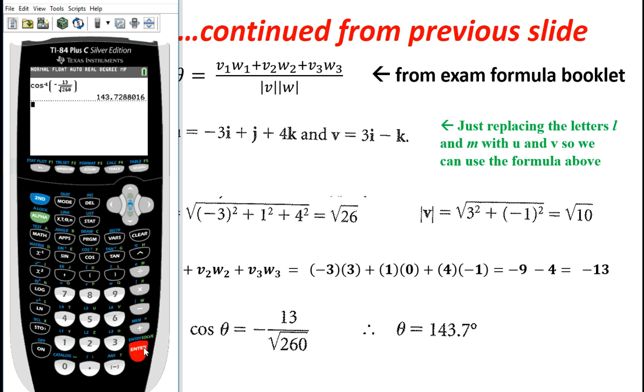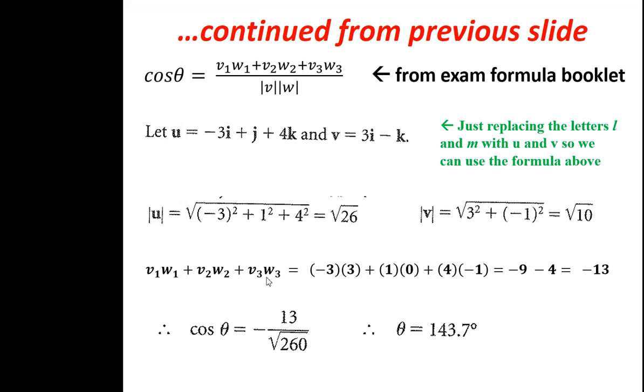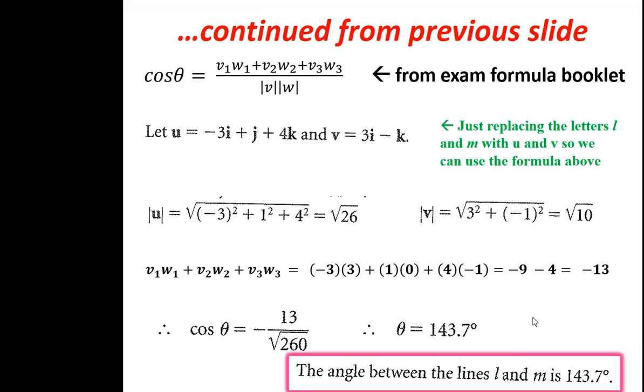Remember, write your unrounded answer first, and then write the rounded answer. Here they've gone to one decimal place. So the angle between the lines L and M is 143.7 degrees in that case.